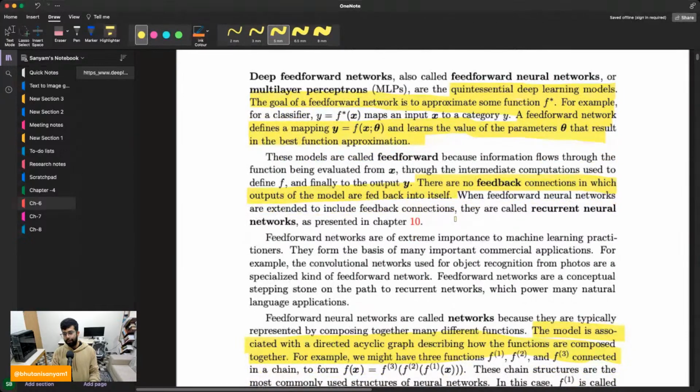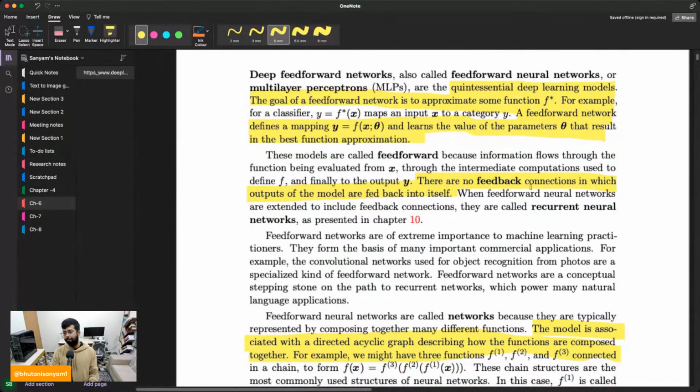Why is it called a feed-forward network? Because there are no feedback connections in which the outputs are fed back into the model itself. We'll learn about this in chapter 10. They're called recurrent neural networks.